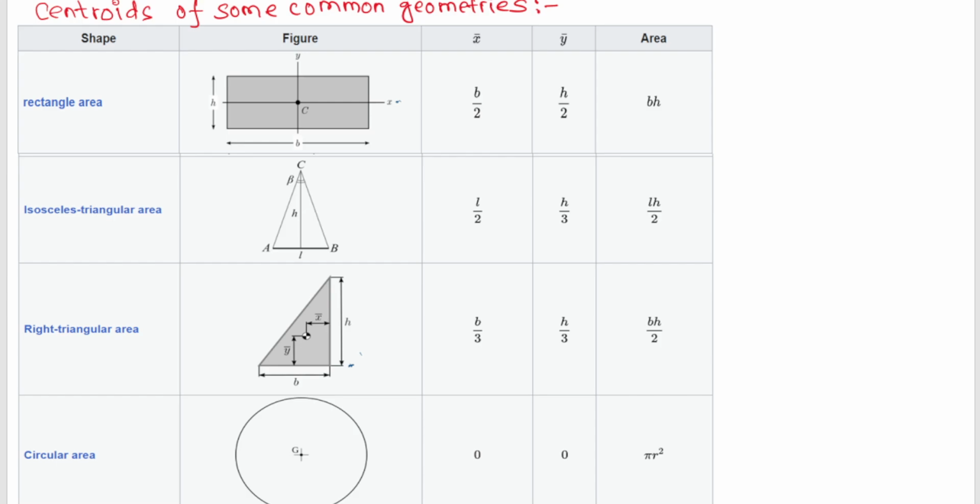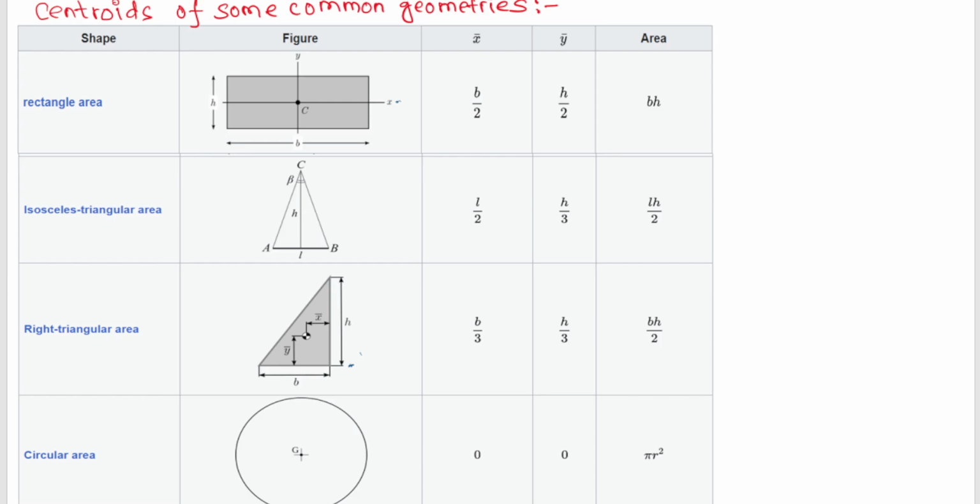As I told you, since rectangle is symmetric about both x and y axis, the centroid will lie at the half distance in x direction. So if the length was b, it will be b by 2 in x direction, and if the height is h, it will be h by 2.